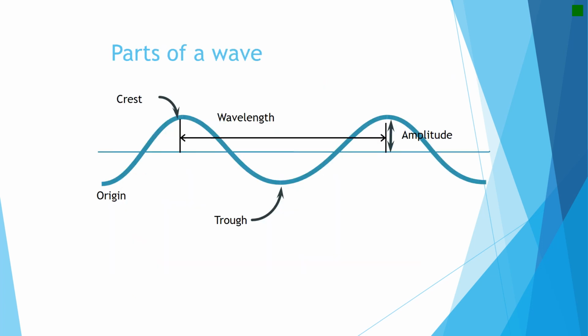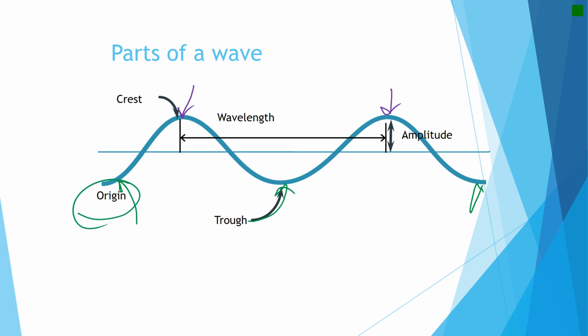So let's look at this visually. When we look at the parts of a wave, we have various crests in here. This is one crest, as we've already labeled. This would also be a crest. The troughs would be the bottom part. So here would be a trough, here would be a trough because it's the lowest point. Your origin is what you start with.